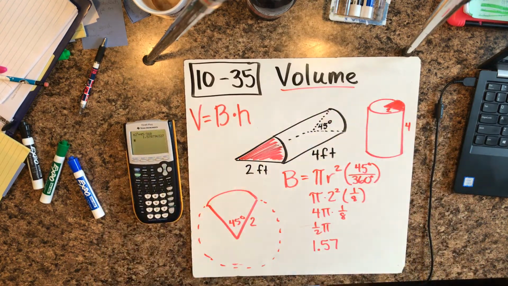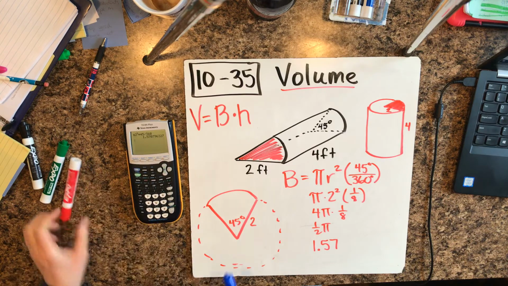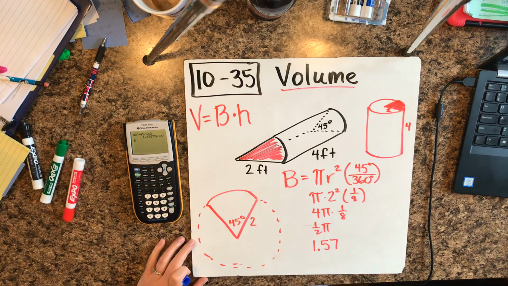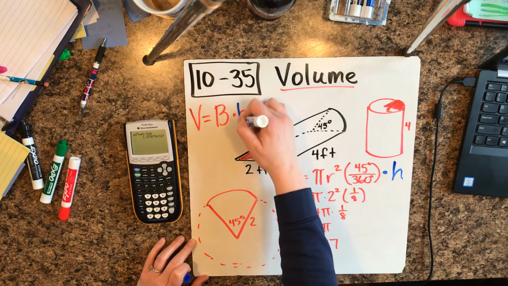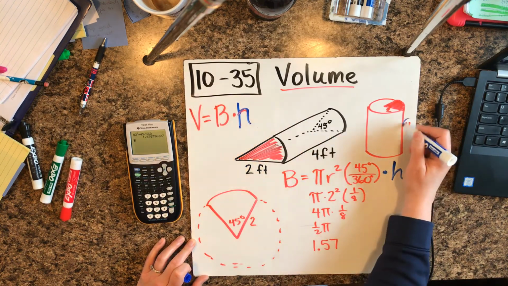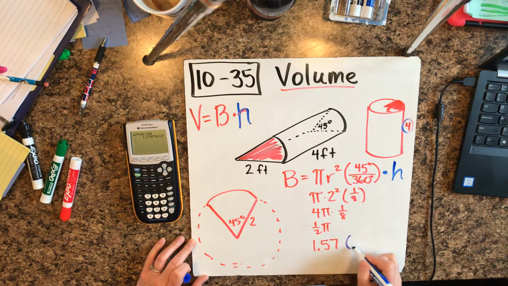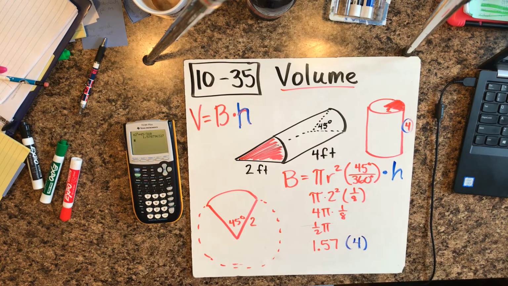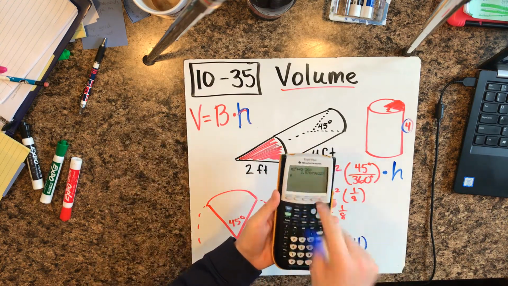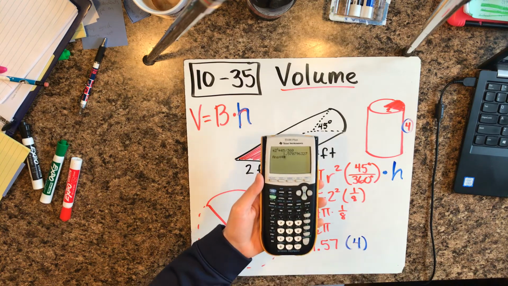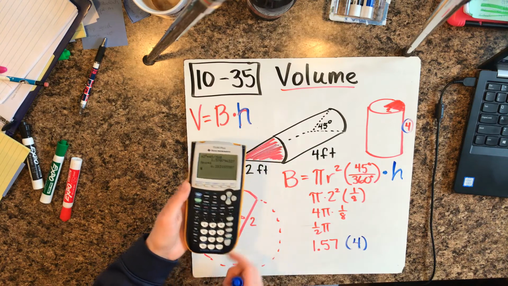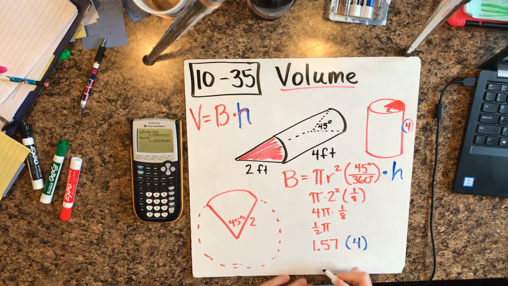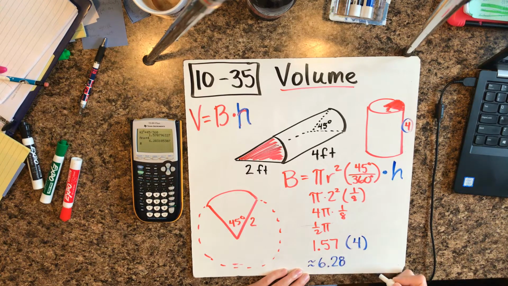My question is to find the volume. Okay, so once I found the area of the base, that's actually the easy part. Now I have to multiply that times the height of the cake, which in this case is 4. So I take this answer times 4. Remember, I didn't want to clear that out of my calculator. I wanted to leave all those decimals in there so I can be as accurate as possible. I just hit times 4, and I get approximately 6.28. So my volume is approximately 6.28.